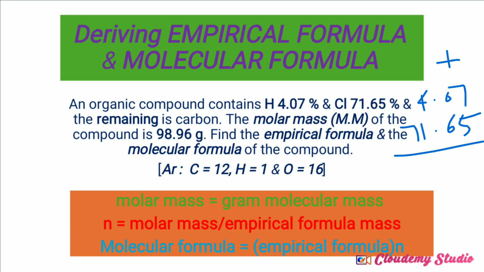These masses we need to add together. On adding the percentage masses of hydrogen and chlorine, we have got the value 75.72. This value we need to subtract from 100. That we can do at the next slide.